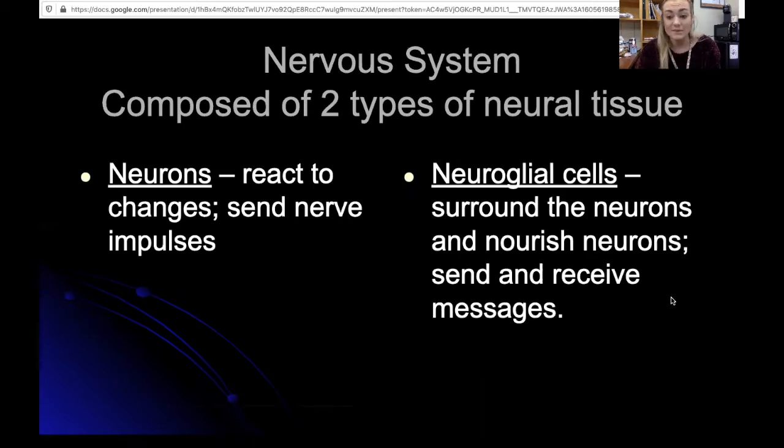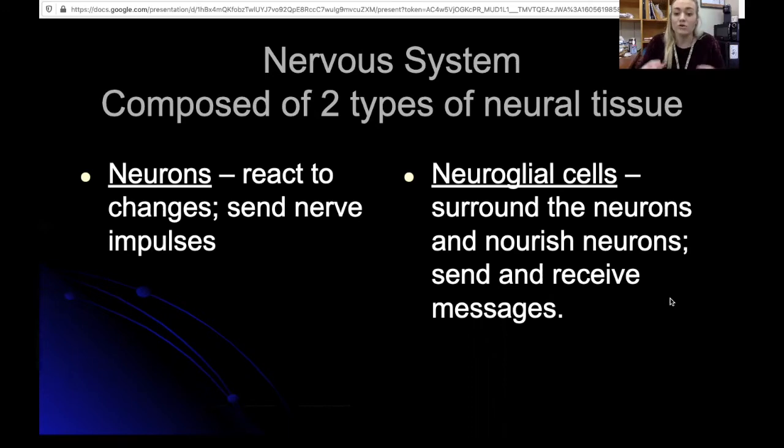And then our second type of neural tissue, or nervous tissue, is neuroglial cells. I'm sorry, neuroglial cells. I'm having a long morning. And these cells are just going to surround the neurons. So they serve as that kind of extra layer of protection. They're going to nourish those neurons, but they also are going to send and receive the messages.